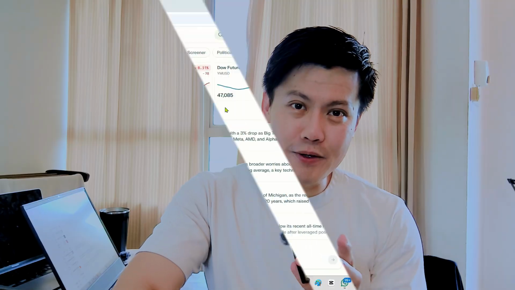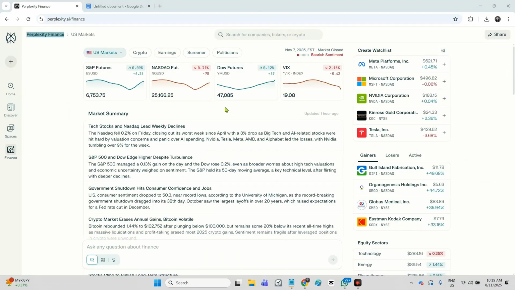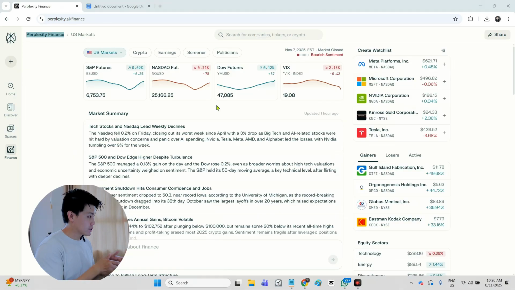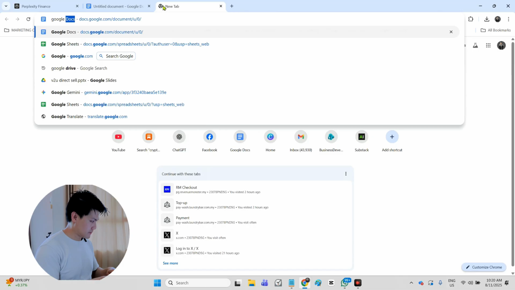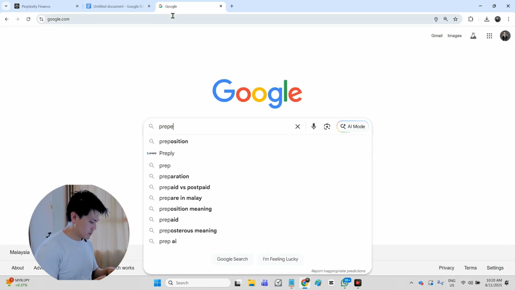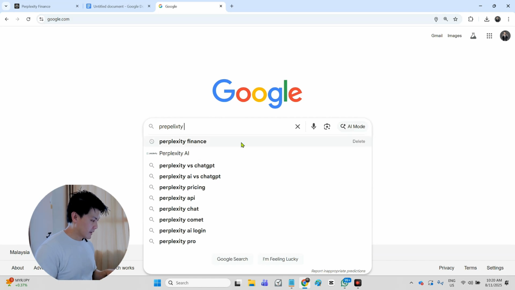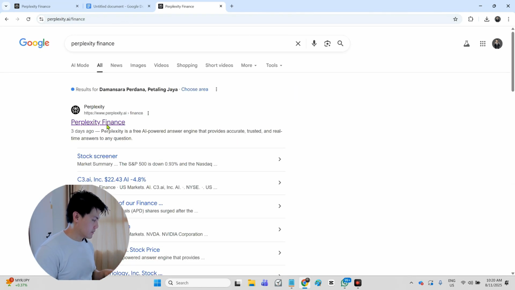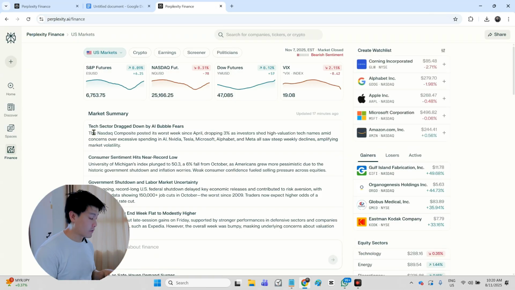Today I'm going to unbox Perplexity Finance. Let's jump into my laptop right now. Let's go. All right, so first of all, to access Perplexity Finance, all you have to do is go to perplexity.ai/finance, or you can just Google Perplexity Finance, and then it will show you. Just let me quickly go through it. You can access it from the first link itself.